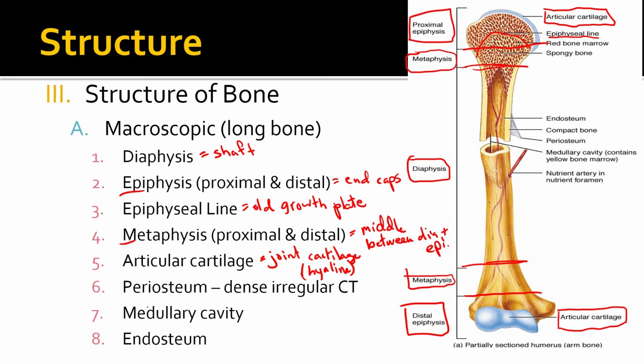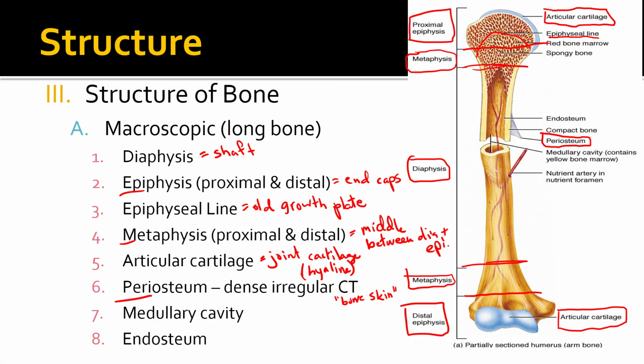Next we have this thing called the periosteum, and anytime we see the prefix peri, it always means like around, like a perimeter. And so this is a layer of dense irregular connective tissue, and you can see it right here in our diagram. And so the periosteum is kind of like your bone skin. That's what I like to call this. Bone skin. Because it's literally like the skin of your bone.